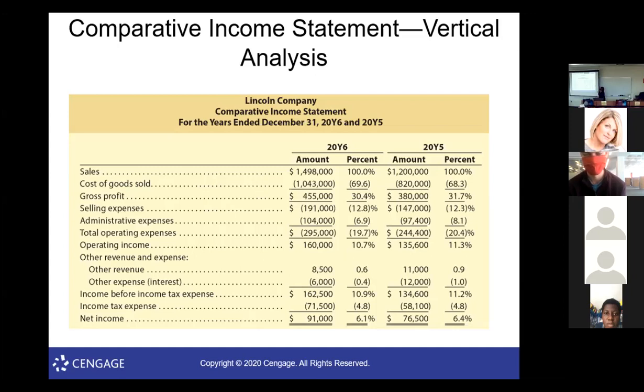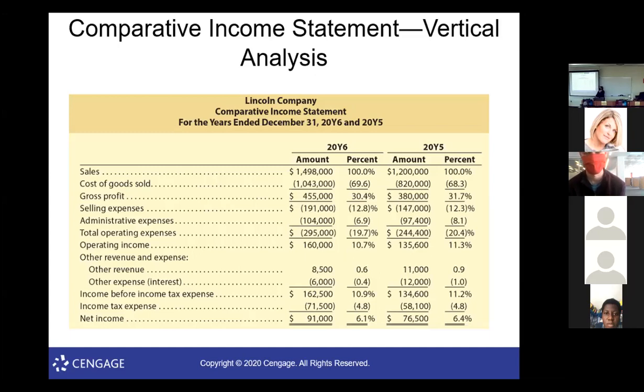So if we just want to look at the bottom line at net income. In the prior year, net income as a percentage of sales was 6.4%. In the current year, net income, even though the dollar amount has gone up, right? So 76.5 in the prior year to 91,000 in the current year, but we don't care so much about the dollar amount, we care more about the percentage. So what I care about is that net income in the prior year was 6.4% of total sales, whereas in the current year, it's 6.1% of total sales.